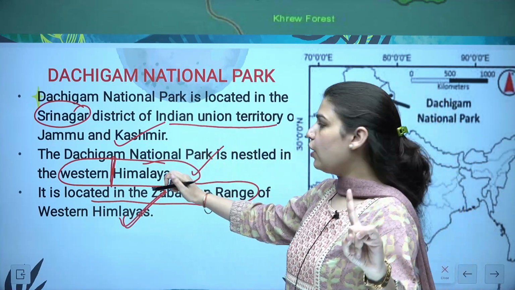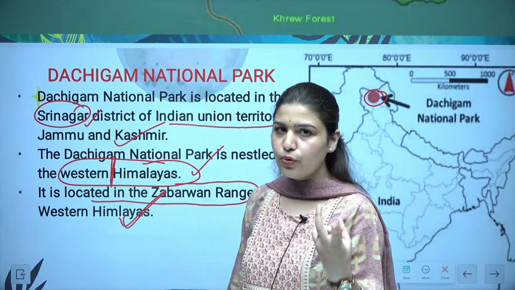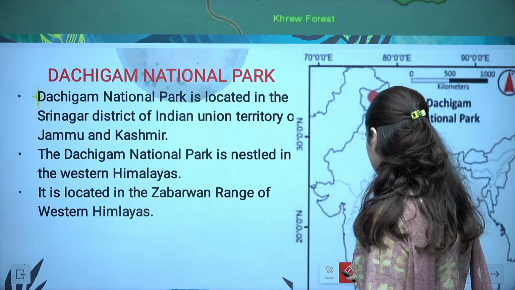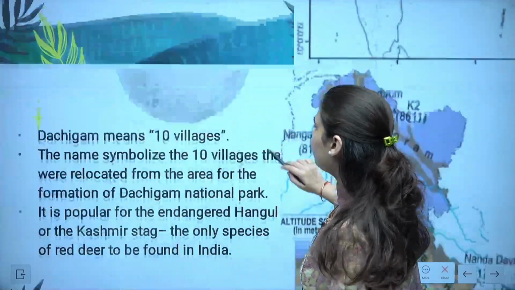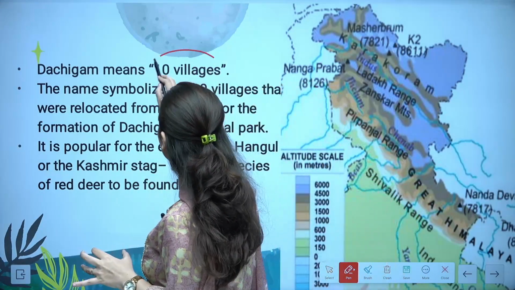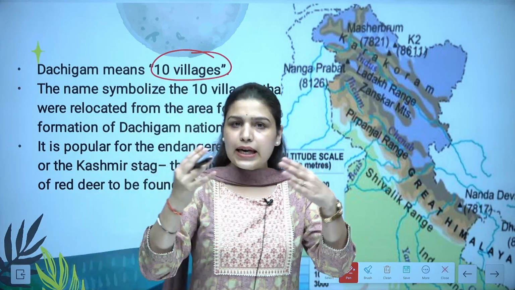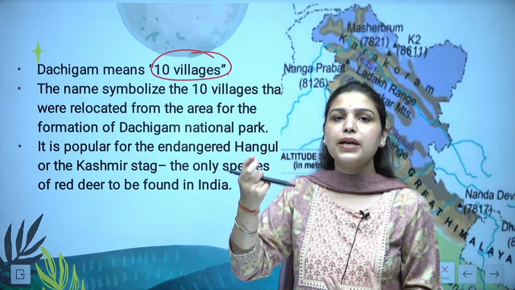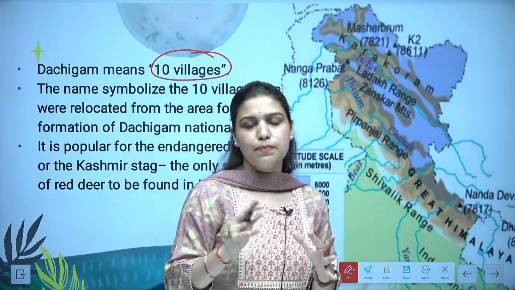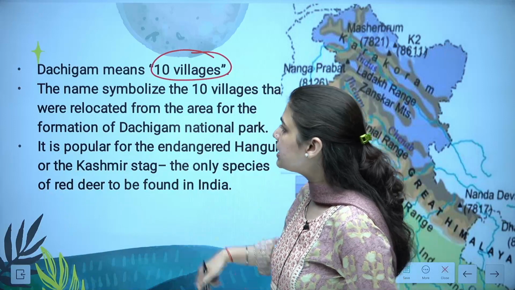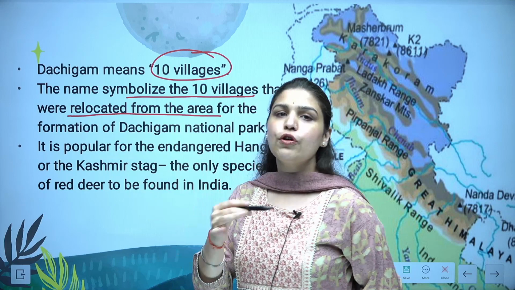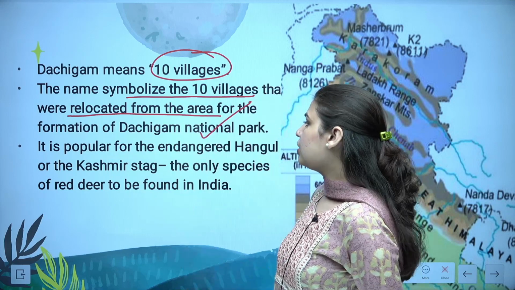So we have seen till now that it is located in Srinagar district of Jammu and Kashmir in the western Himalayas, and the range is the Zabarwan range of the western Himalayas, and I hope it is clear to all of you. Now moving on, every word has some meaning. So Dachigam means 10 villages. Why was this park named Dachigam? Because to honor the memory of those 10 villages which were relocated from here to establish this park. So Dachigam basically means 10 villages, and the name symbolizes the 10 villages that were relocated from the area for the formation of our Dachigam National Park.